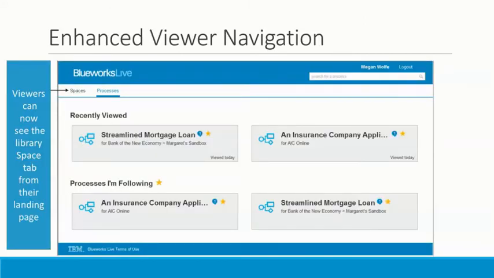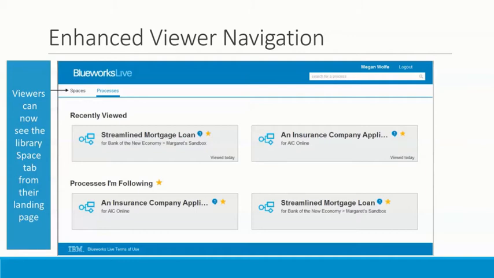Let's take a look at the viewer navigation enhancements first. Some of you told us that as the number of processes in your accounts has grown, it was getting harder for your viewers to find the processes that they needed to look at. As a result, we've enhanced the viewer navigation so that viewers can see spaces as well as processes and can navigate and search through spaces to find processes of interest.